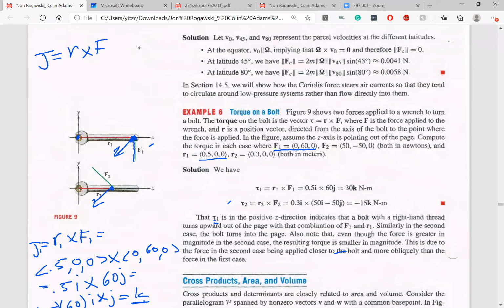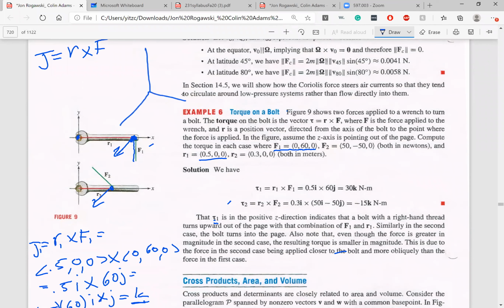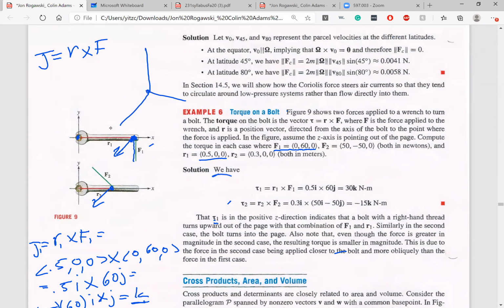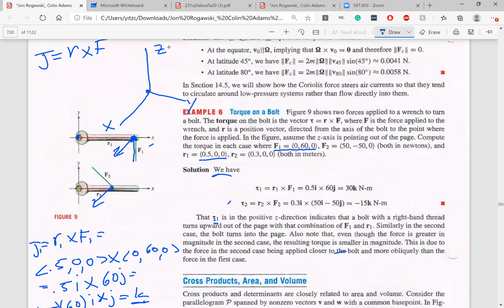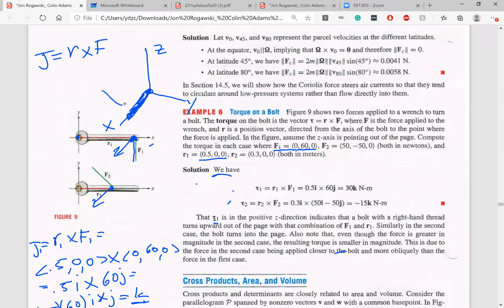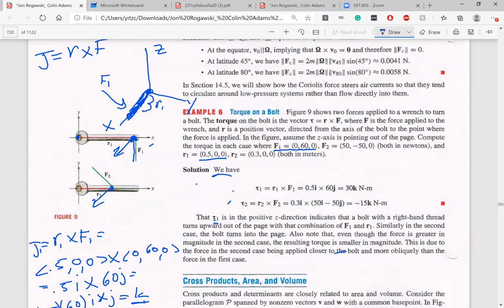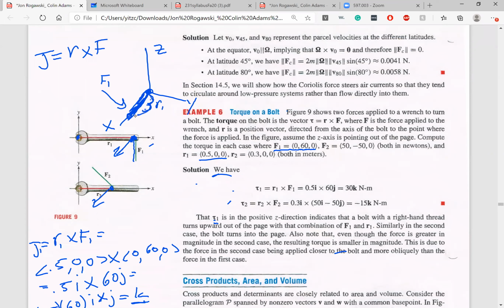So you can imagine if we redraw this picture and we put the wrench over here. So here's my x, my y, and my z. Here's your wrench, and then the force over here is going to be going in that direction. So this is your F1. And this over here is your R1, the distance from here to there. And then the torque is going to be in the k direction, or the z direction. So it's something like this, and this is your torque.